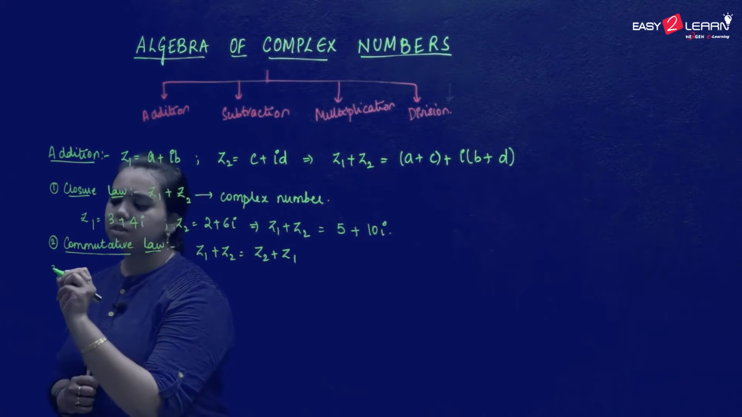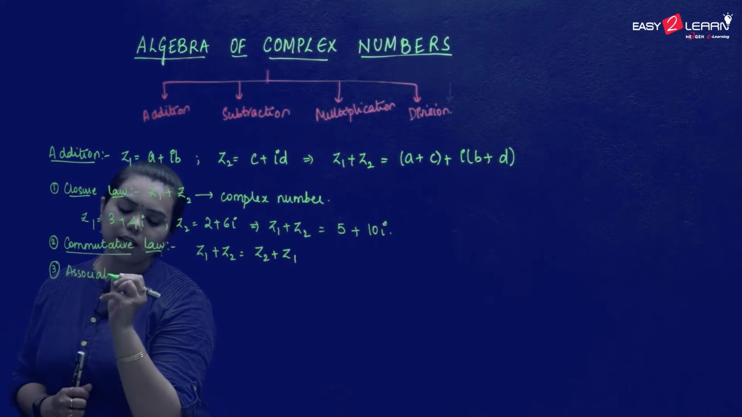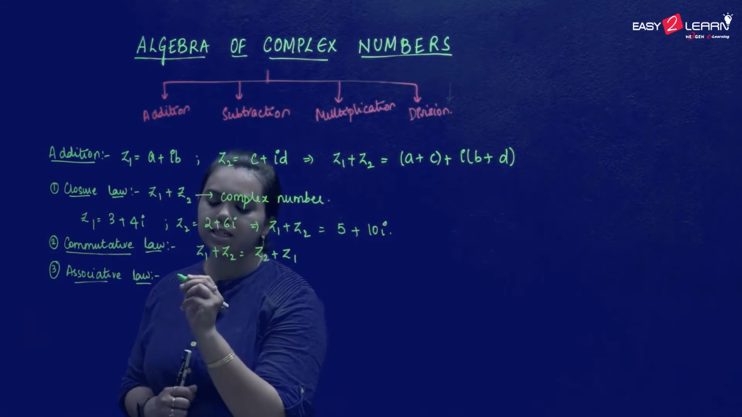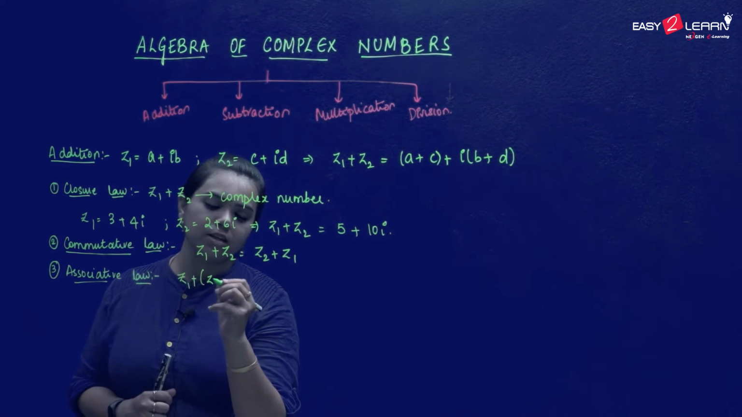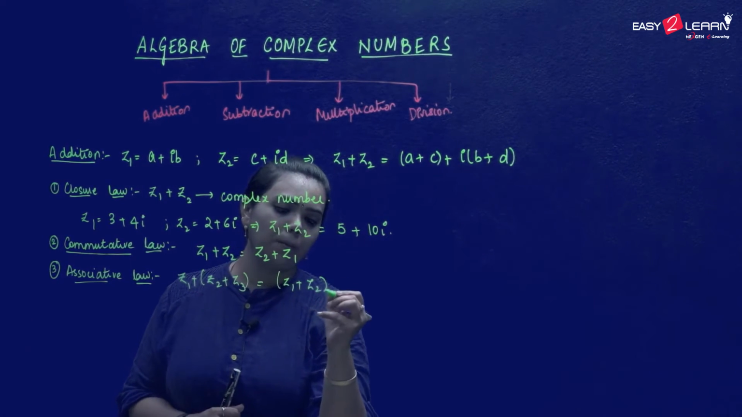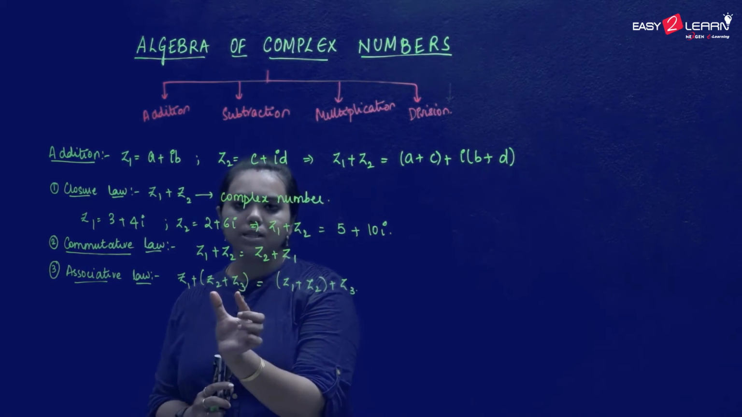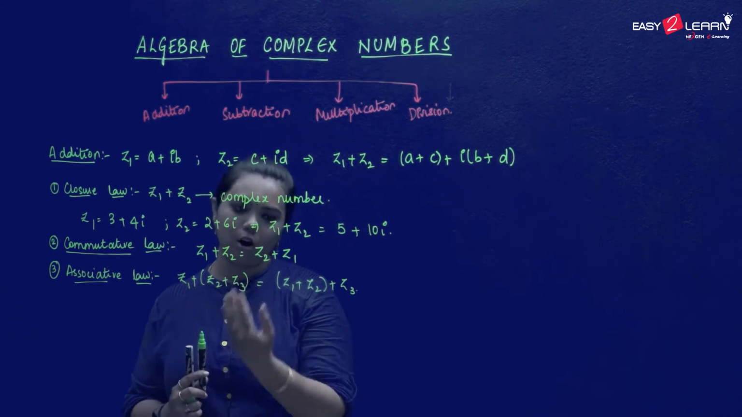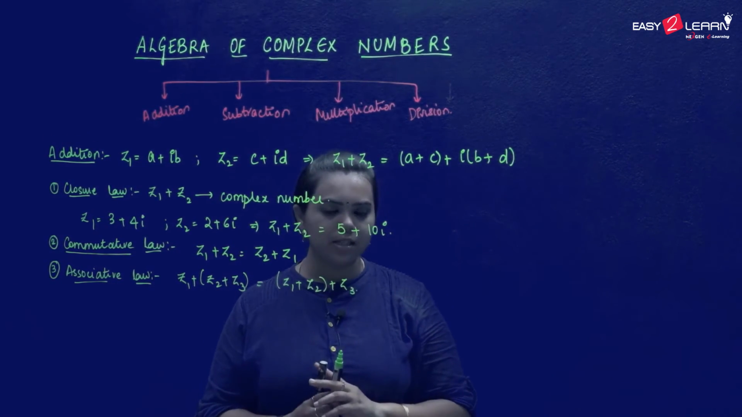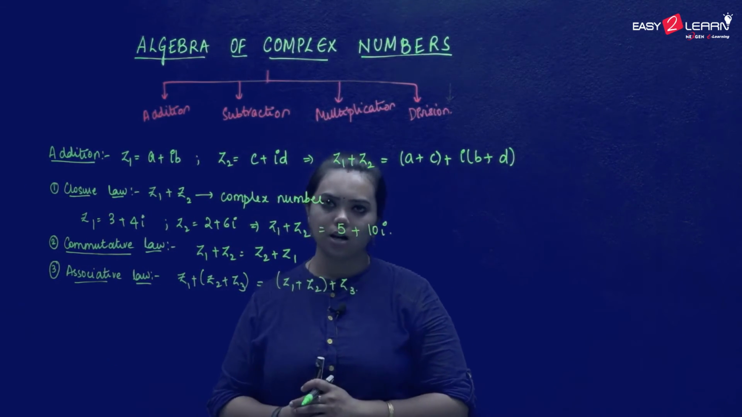The next law which comes in the addition is the associative law. The associative law comes into picture whenever we have three complex numbers. That is, it states that (z1 plus z2) plus z3 is equal to z1 plus (z2 plus z3). Here, what does this mean? It means that if I add z2 plus z3 together and then add it to z1, or I first add z1 and z2 together and add it to z3, I am going to get the same answer. So irrespective of this operation, the addition of complex numbers is always associative.